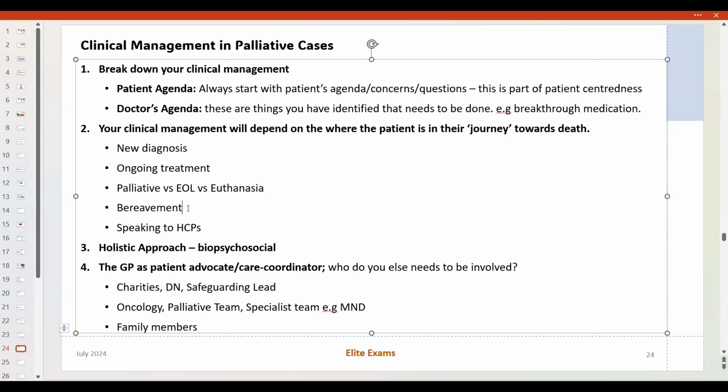Is it bereavement services or bereavement support that the patient's relative is asking for, or are you speaking to a healthcare professional? Your clinical management needs to have a holistic approach. We've talked about this before, the biopsychosocial model. And your global task as a GP, you need to be showing that you are taking ownership. You are getting other people involved. And remember that family members also need to be involved.